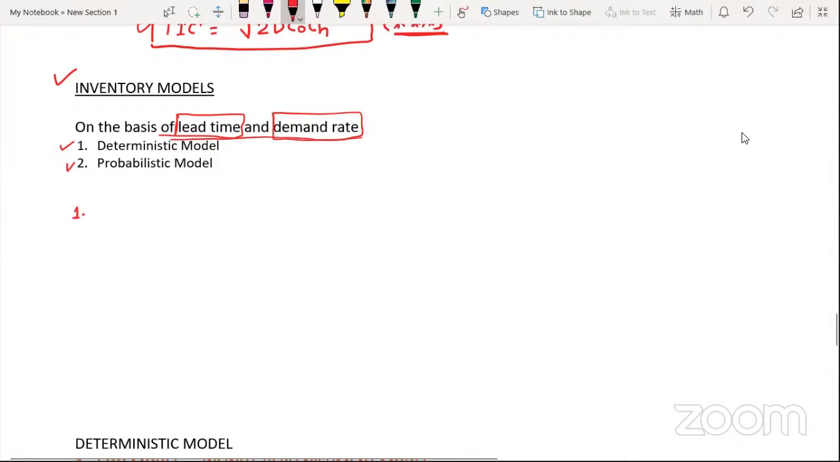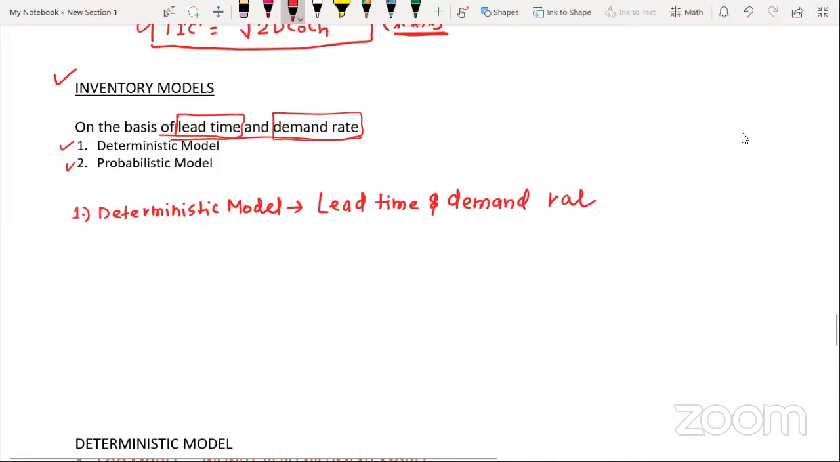Deterministic model means here the lead time and demand rate are constant. In this type of model, the lead time and demand rate remain constant.